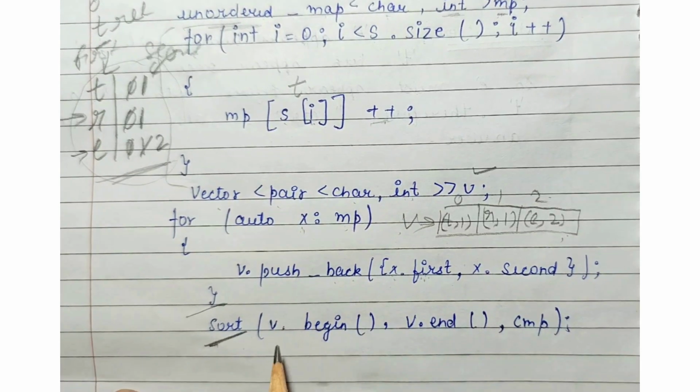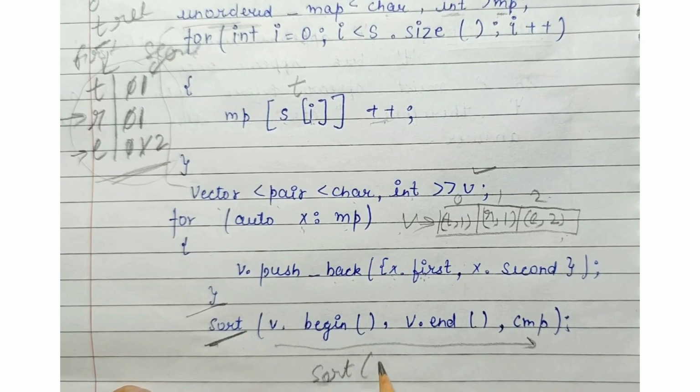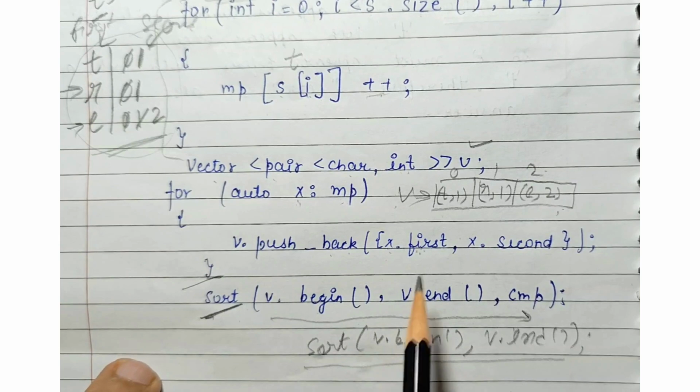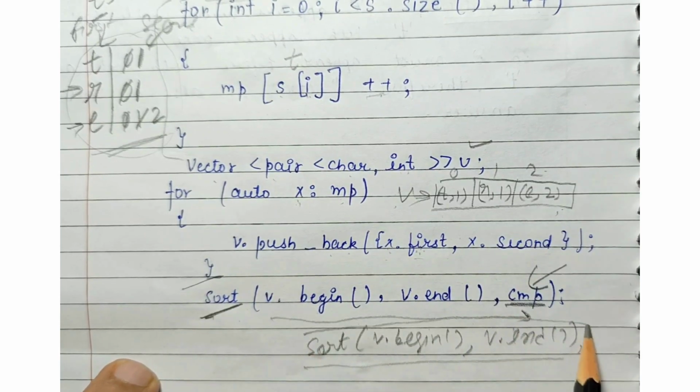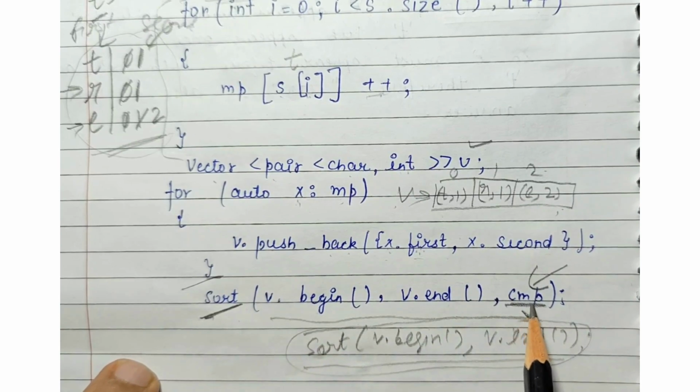Now by default the sort function will sort the elements in increasing order, but in the question we have to sort the elements in decreasing order. So I pass 3 arguments. If we have to sort in increasing order, we write only 2 arguments, v dot begin comma v dot end. But here we have to sort in descending order, so I have to pass a third argument, that is a comparator function. By default this will work, but here we have to pass a comparator function.